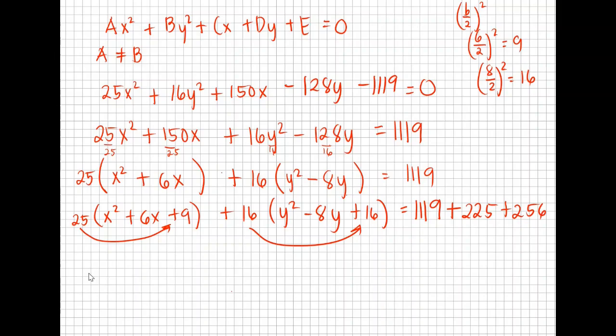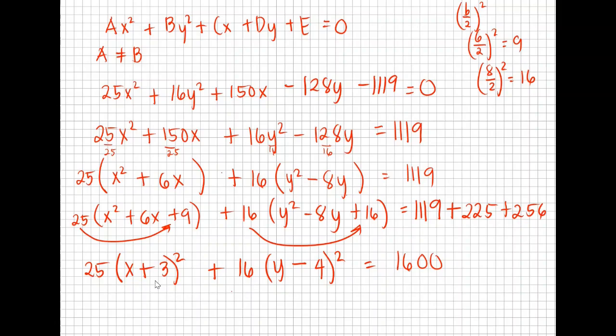So from this, we have 25 times the factors for this trinomial. We have x plus the number. After we divide by 2, we have positive 3 squared plus 16 times y minus 8 divided by 2, that is 4 squared equal to, this will sum up to 1119 plus 225 plus 256. We have 1600.